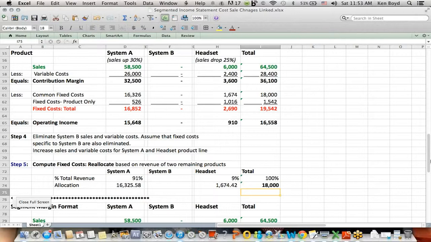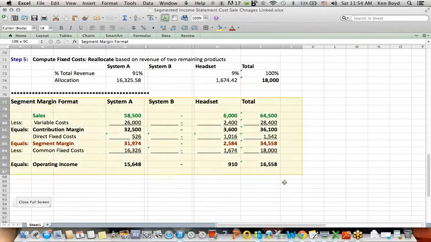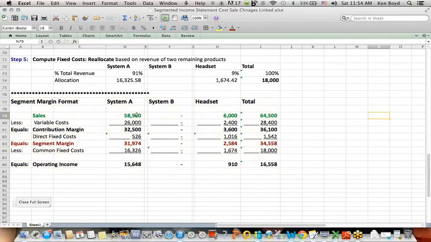So what I do down at the bottom of the page is I set up the new segment margin format showing the higher sales, the direct fixed costs, which are the same as the analysis above, and then common fixed costs, which are larger because now A has to get a bigger allocation of the common fixed costs since B's business went away.